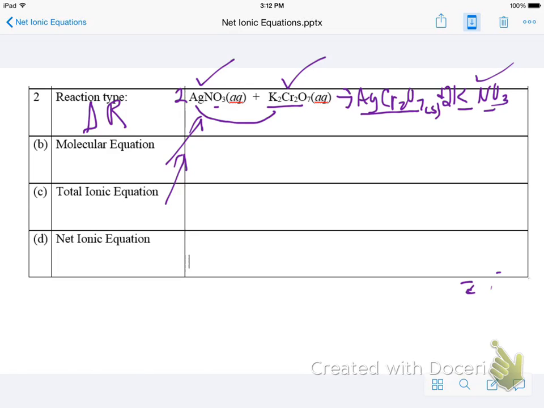Alright, so let's go ahead and write that out. I have to be careful because I want to always make sure that I am showing the number of ions. I have 2 silver plus, and you must show the charge, plus 2 nitrates, plus 2 potassium pluses, plus a dichromate ion. And this is a solid, so I will not break that up.